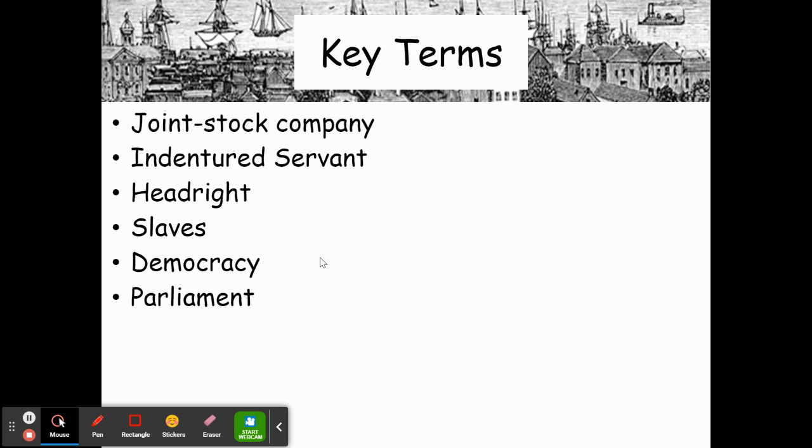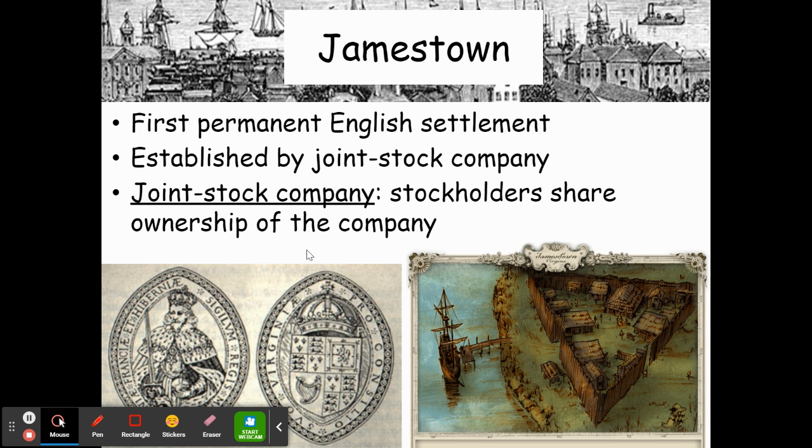So, a couple key terms: joint stock company, indentured servant, head right system, slaves, democracy, parliament. What are those words? What do those words mean? A few things that we're going to look at really quickly today.